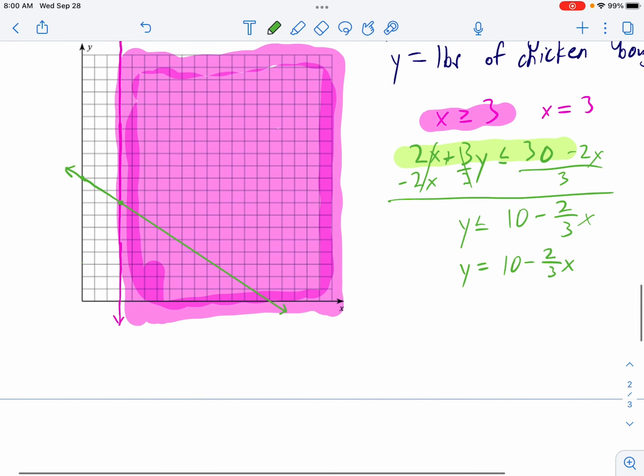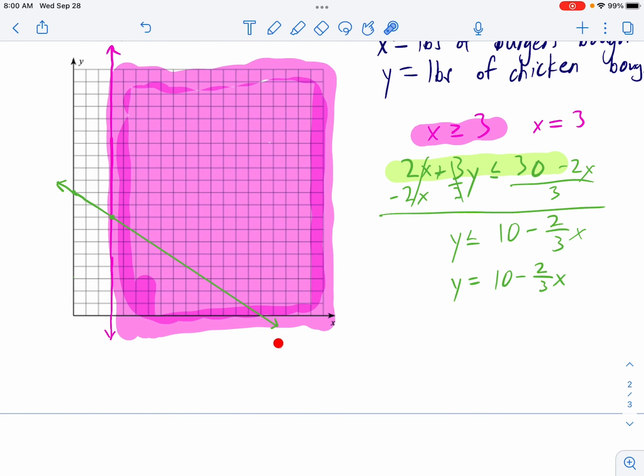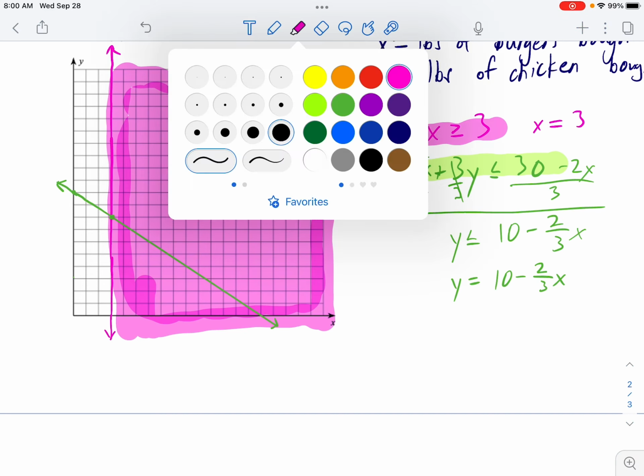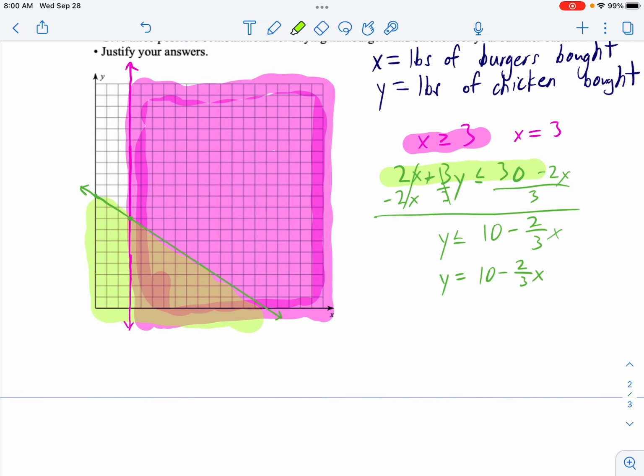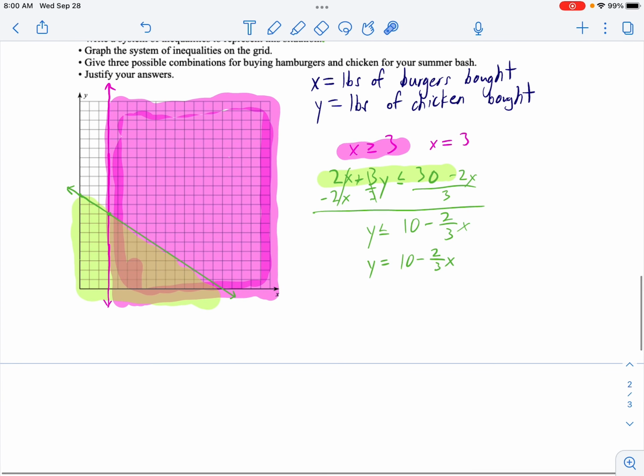Okay, here we go. So this is the line where y equals 10 minus 2/3 x. We want to shade all of our y's that are less than or equal to 10 minus 2/3 x. So I'm going to shade below this line because that's y decreasing, okay? There we go, okay? So then we're done shading, okay?